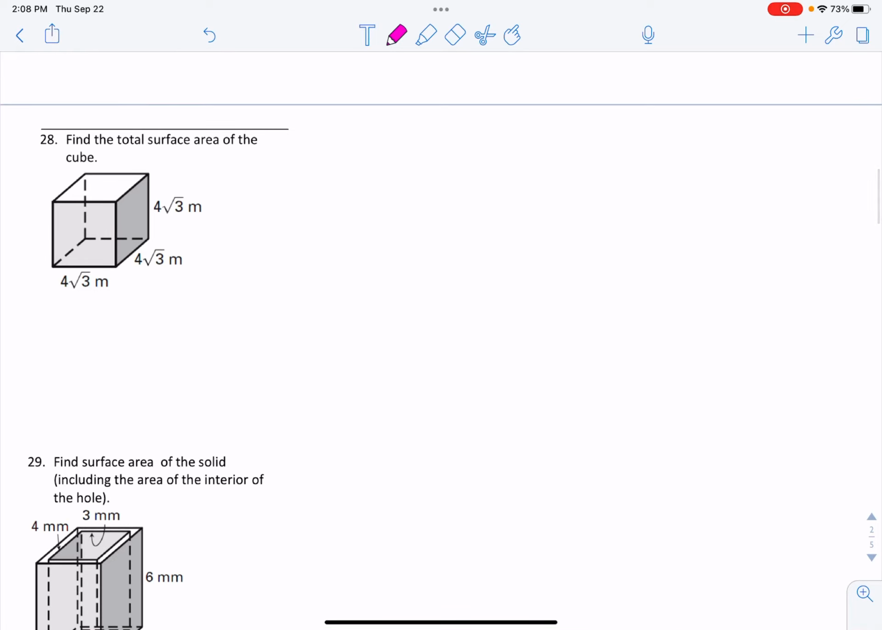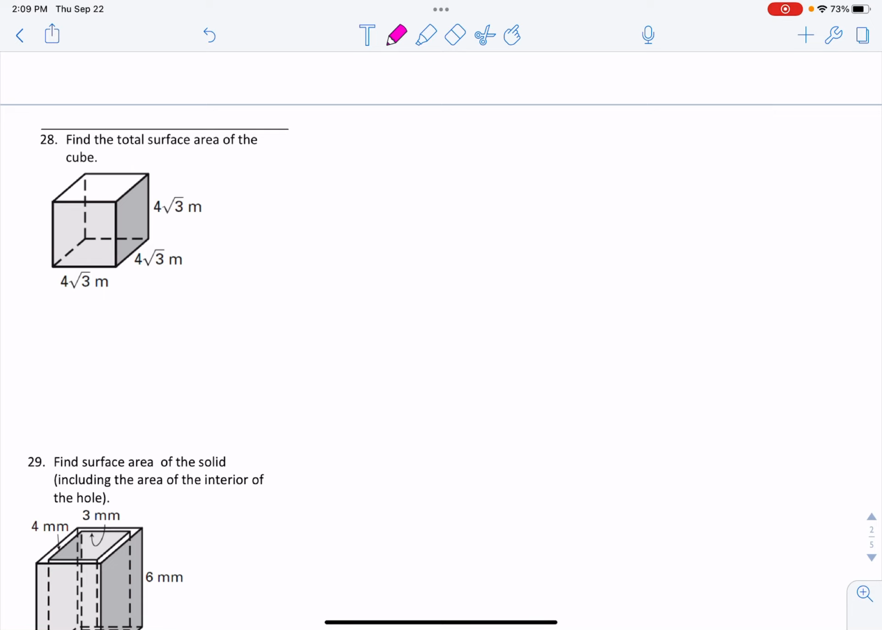Okay, Charles, listen carefully. Find the total surface area of a cube. Cube means all side lengths are the same. So if you want to find the surface area, there's a formula for it.